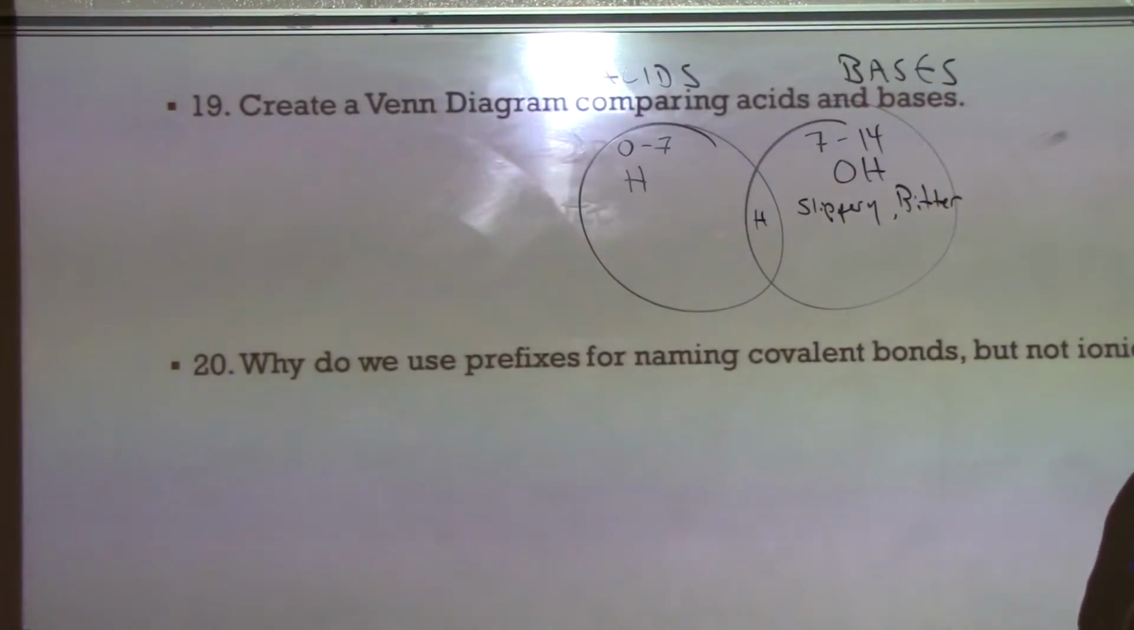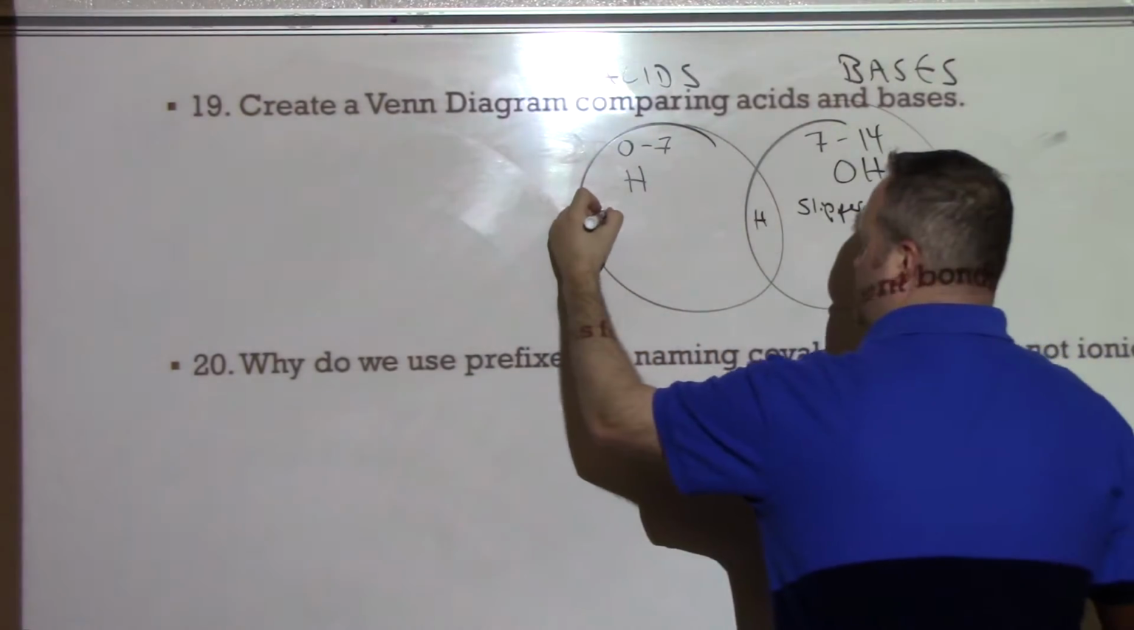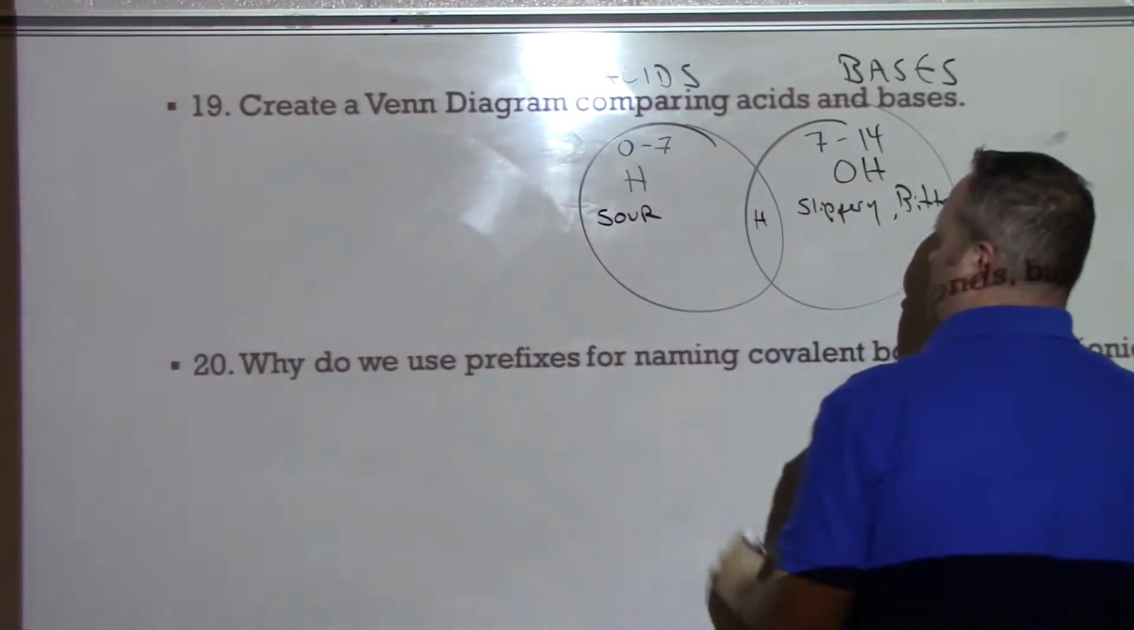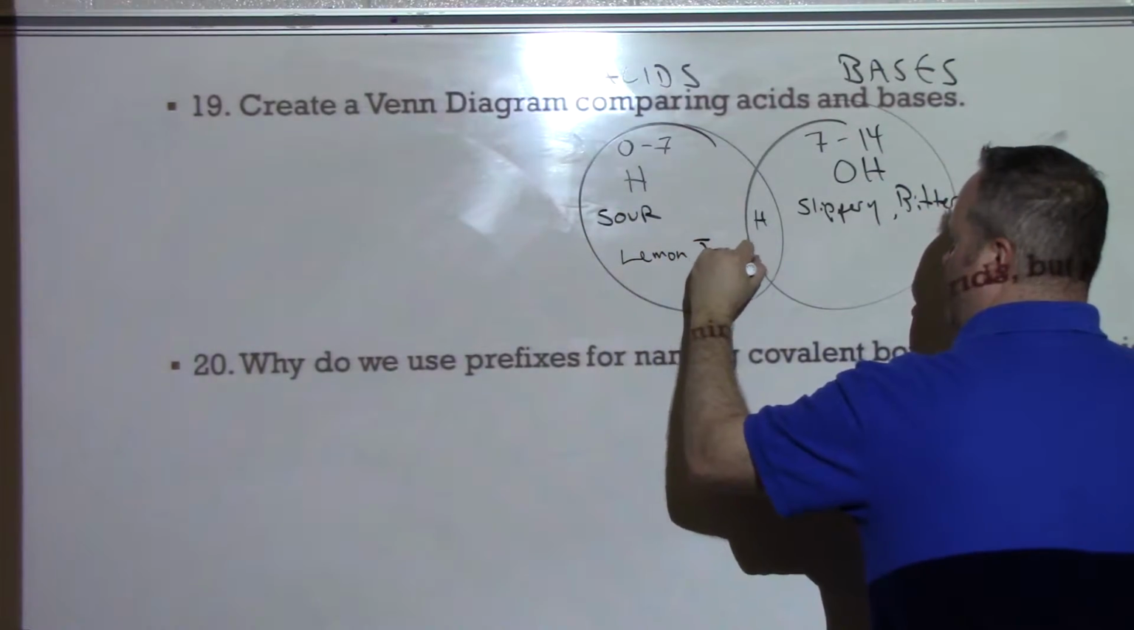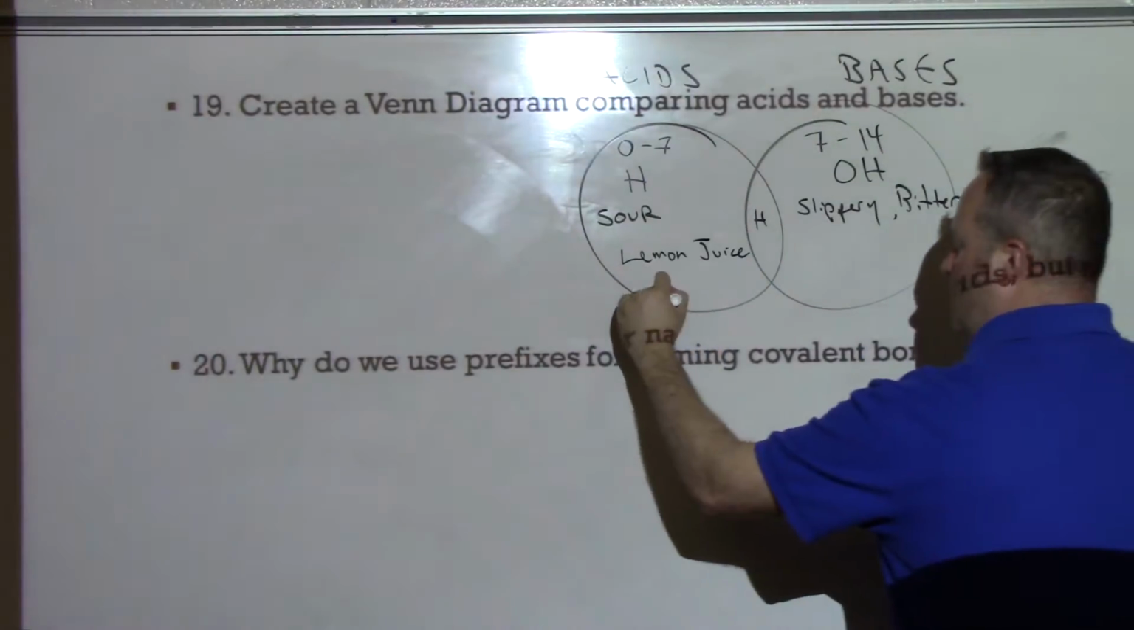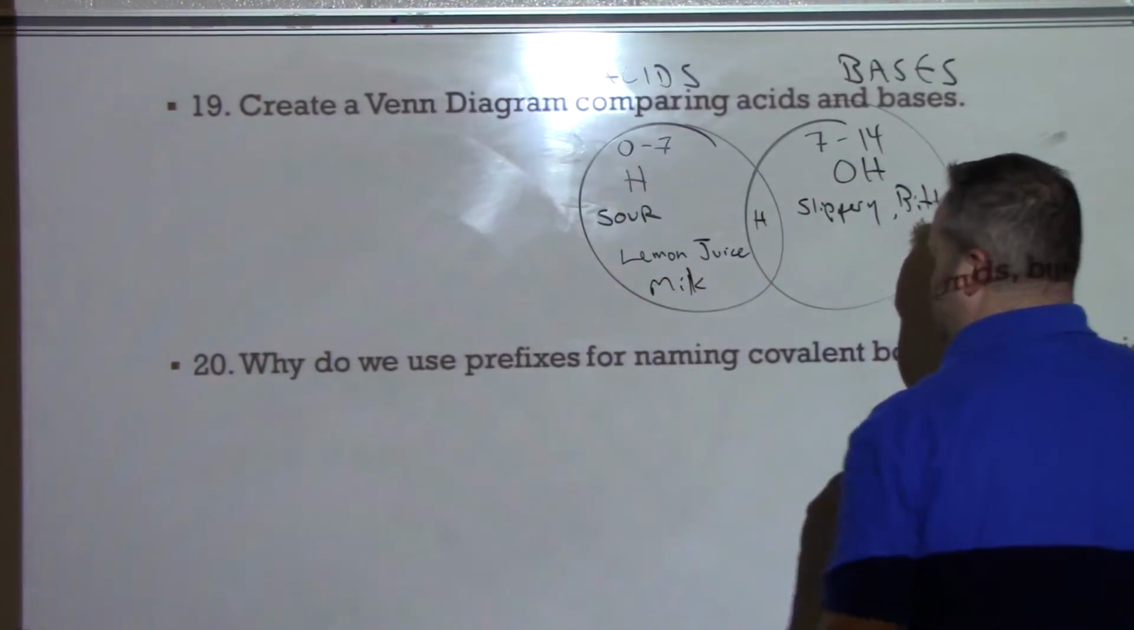Looking at acids. Acids are going to taste sour. So remember that lemon juice is an example of an acid. Milk is also slightly acidic.